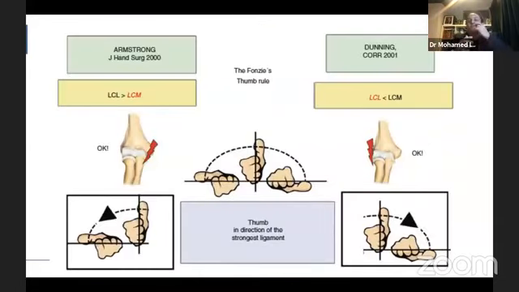Post-operatively, as there are different protocols, try to avoid using heavy plaster, and try to avoid immobilization of these.